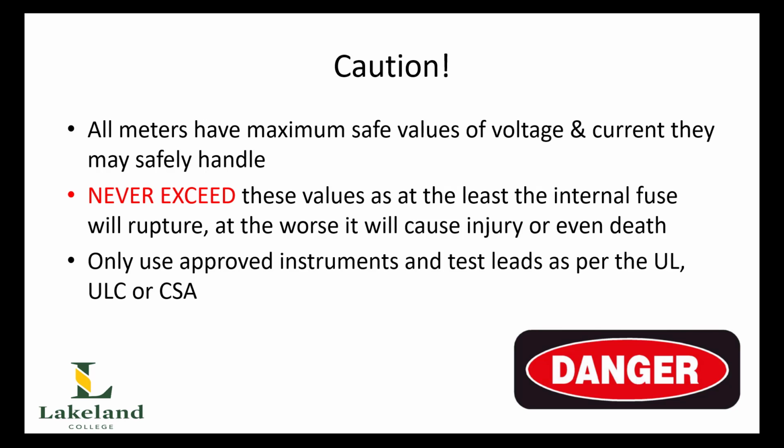Also, instruments that we use and instruments electricians use have to be UL, ULC or CSA approved. UL is Underwriters Laboratory, ULC is Underwriters Laboratory Canada, and CSA is the Canadian Standards Association. If they have this approval on them, it means they are approved for use for electrical equipment in Canada, which means they've been made to the standard as required by the CSA or the ULC. That's something we should always be looking for on electrical meters.